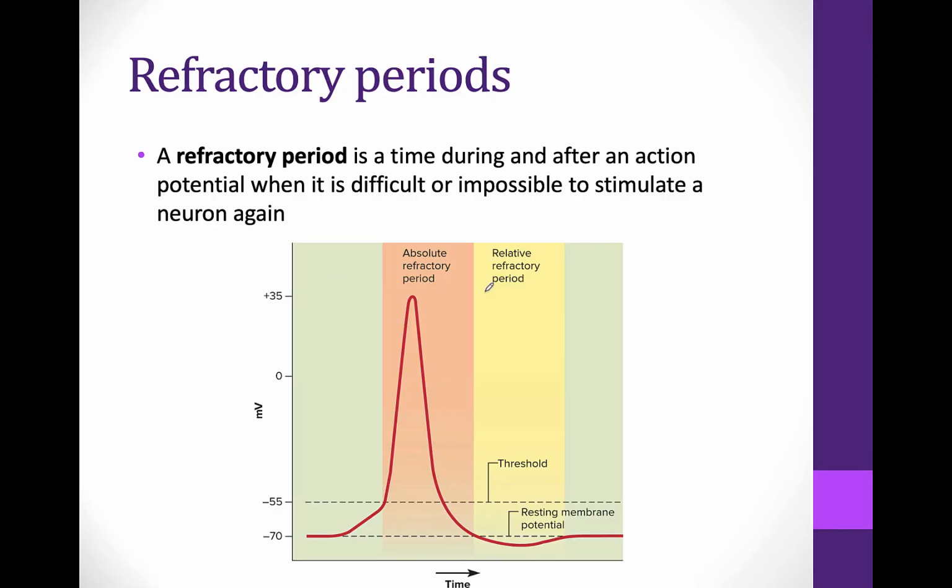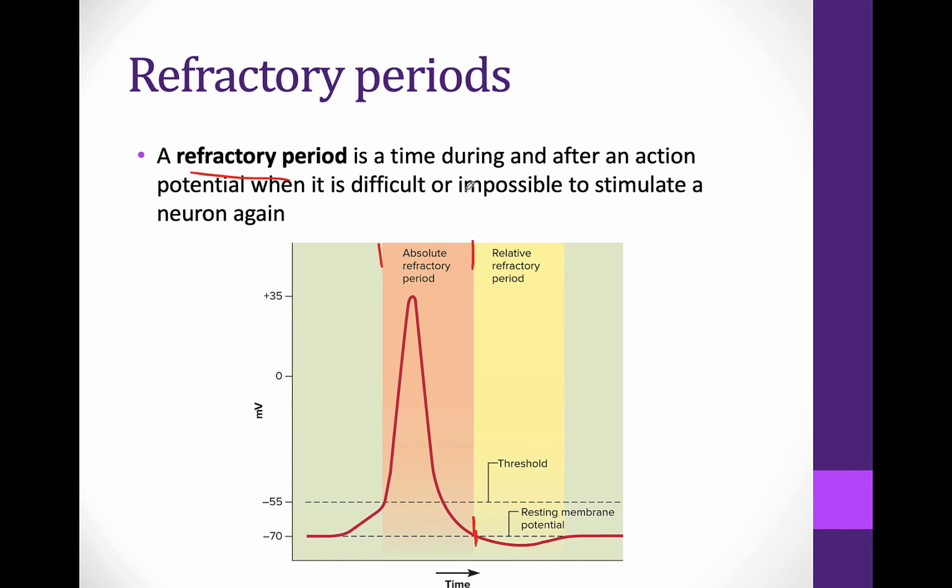After each action potential, there is a refractory period. This is a period in which you can't start another action potential yet. An absolute refractory period means that no matter how much you stimulate the cell, it is not going to start another action potential because it's already still doing an action potential. So all the way until we get back down to 70, you can't start another action potential no matter what you do.